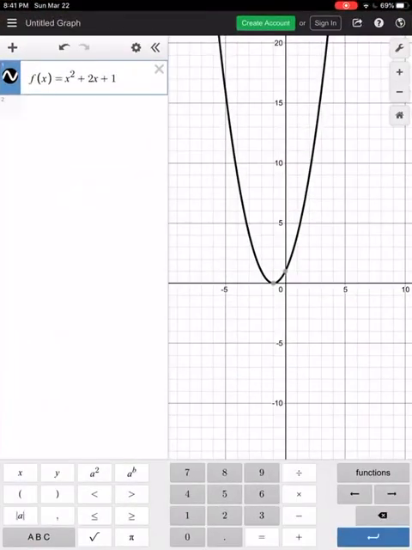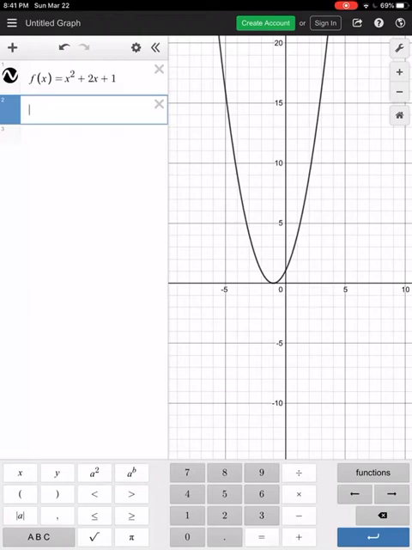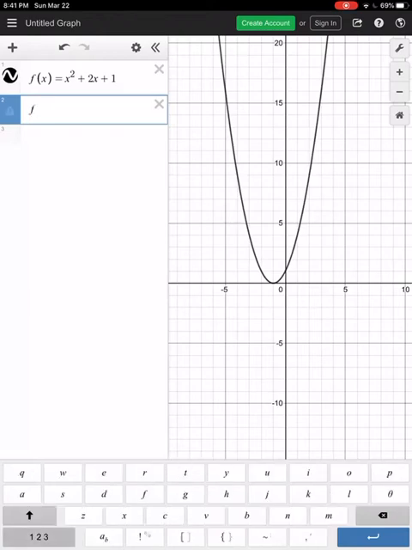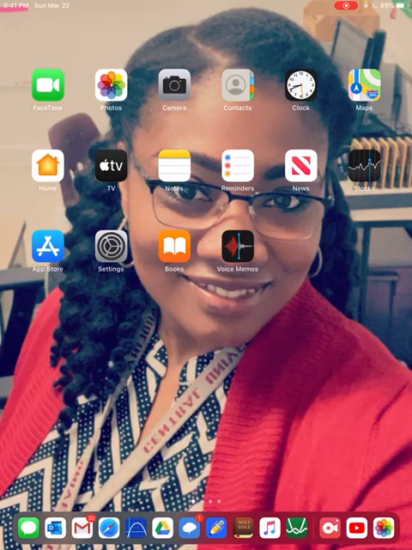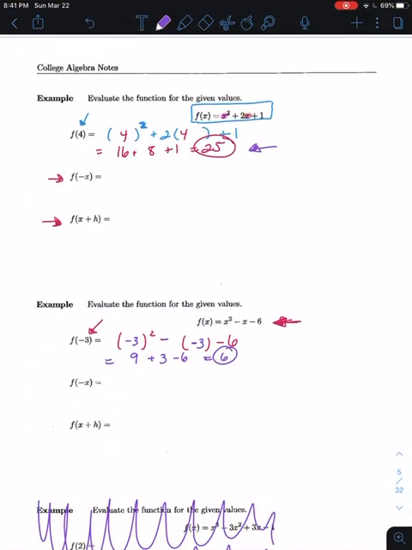So going to Desmos, to find f of 4, you would hit enter. You need to keep the f of x there. But then below it, you would type f, and then in parentheses, you will put 4. And notice how it says equals 25. That's your answer. So you can use Desmos to help you evaluate functions, only when there's a number in parentheses. So the next one, when you do that example, check it using Desmos. If I did it correctly, we should get 6 when we put this into Desmos. All right, so definitely try that.